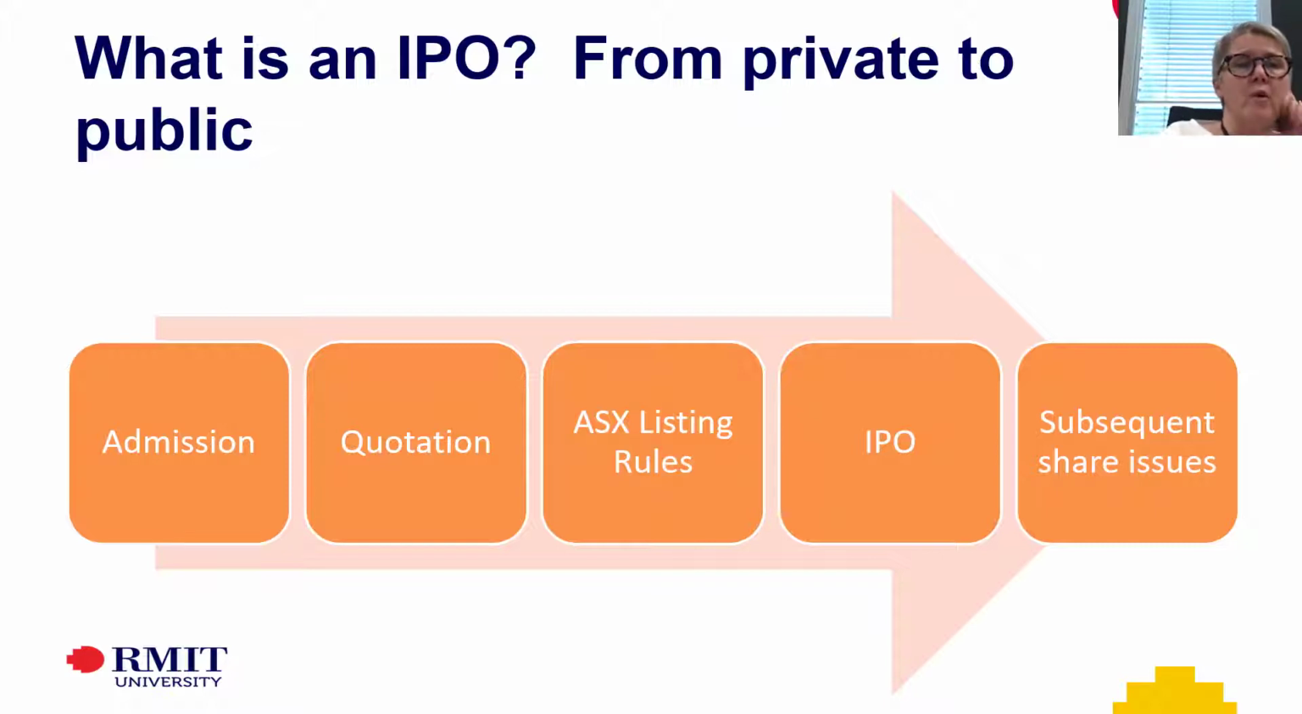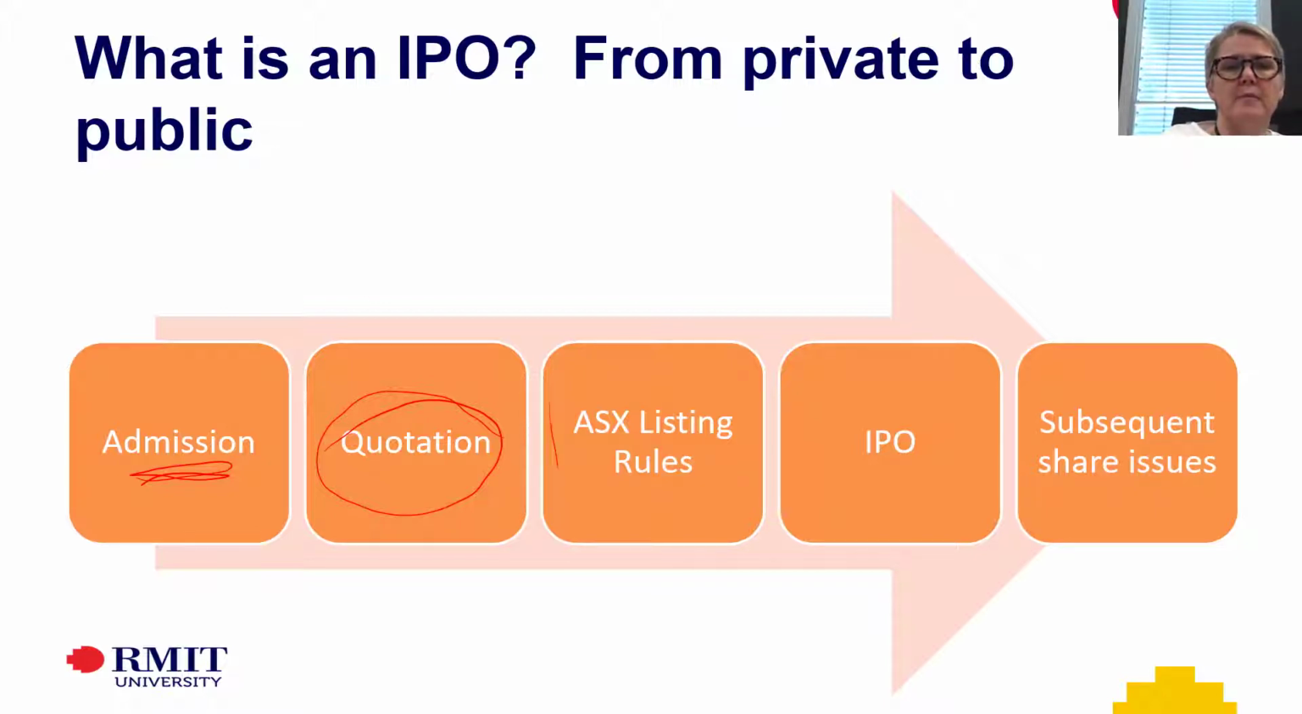So basically all of these things happen in order to move from private company into this listed company space. The company itself needs to be admitted to the ASX. In other words, the ASX has to agree that it is a company that is suitable for listing. Its shares, ordinary share capital usually, will then be quoted on the stock exchange, which is effectively just a trading platform.